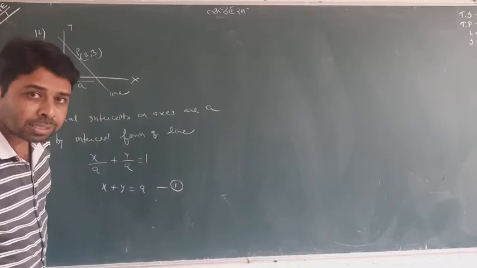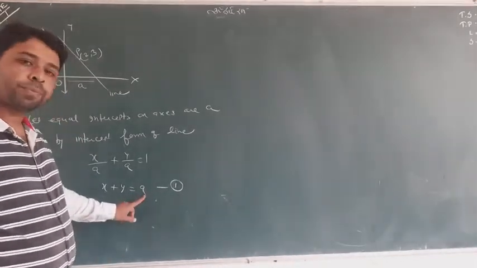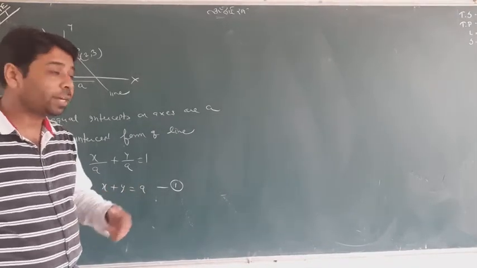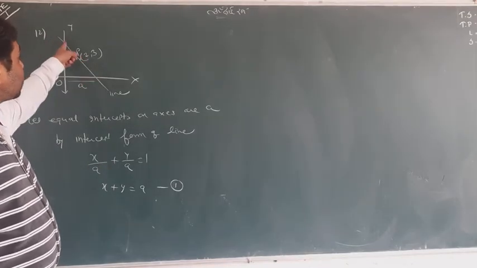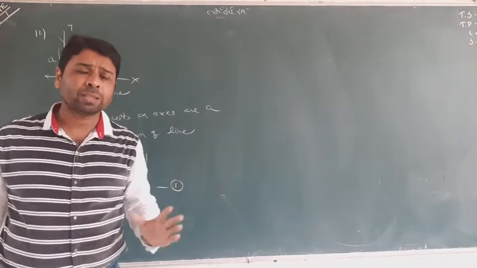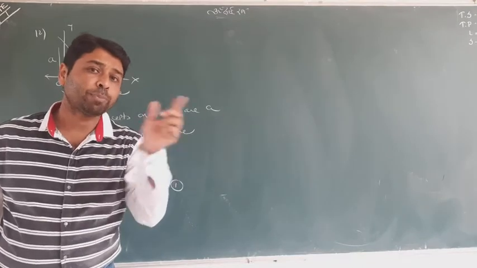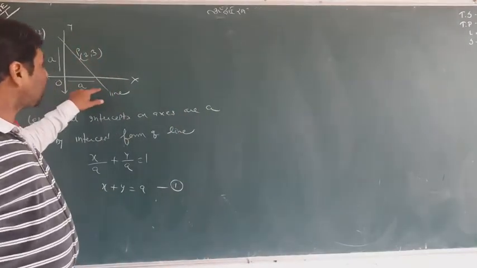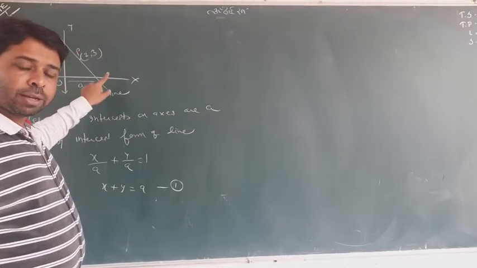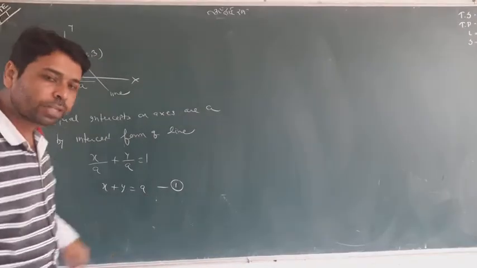This is going to be my answer, but one obstacle comes here, which is a. I don't know a. Now I need a, so how can we find a? It is given that this is my line which is passing through (2, 3). In geometry, it is a very common sentence that when a line is passing through any point, that point will satisfy the line. This sentence will help us to find the value of a. How is it so? Look.